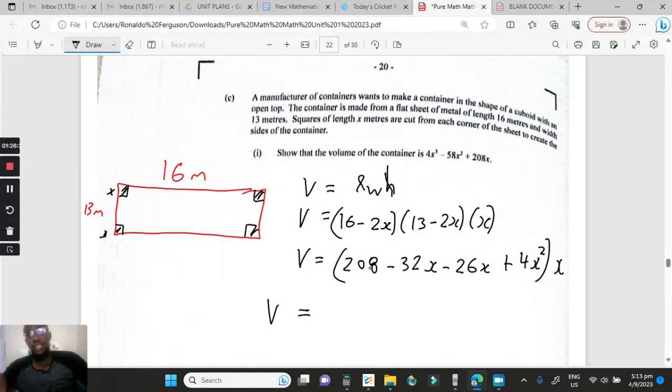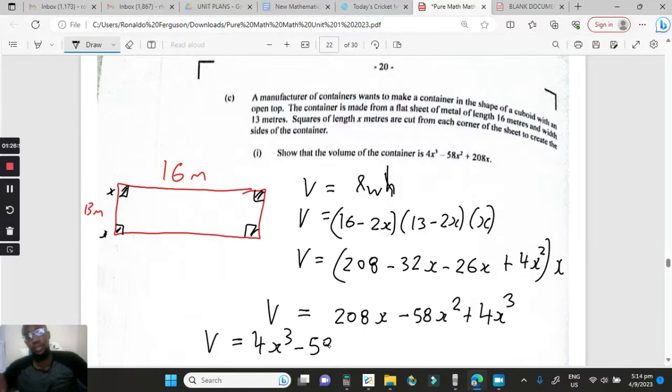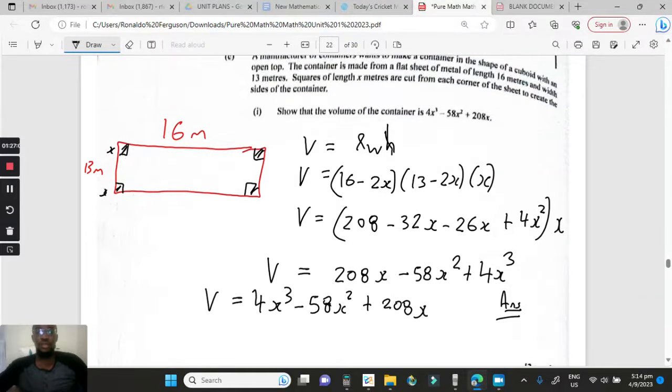So now 208 times x is 208x. Negative 32 minus 26 is minus 58x, but then we times it by x, so it becomes x squared. 4x squared times x is 4x cubed. This is the expression above. It's just that we need to rearrange. So once we rearrange it, we get to our answer. Now, once we do that, it's easy, we're done. 2 marks. Could have given 3, but they gave 2.